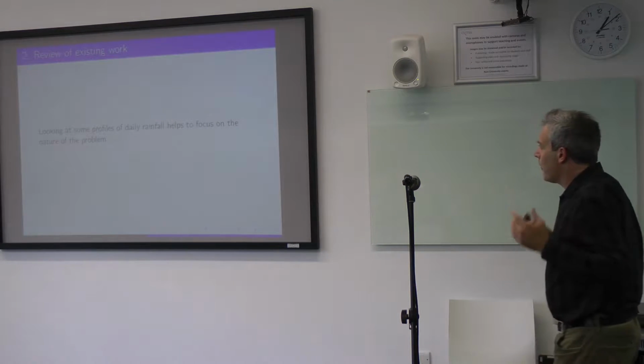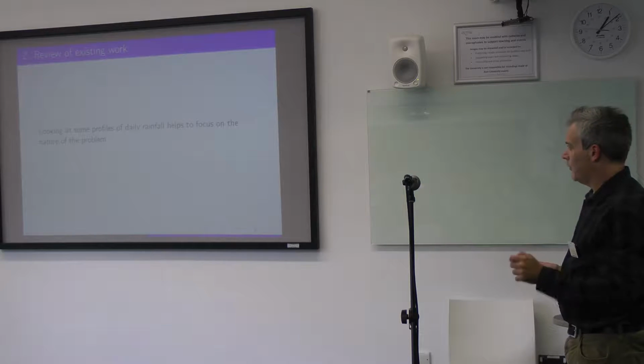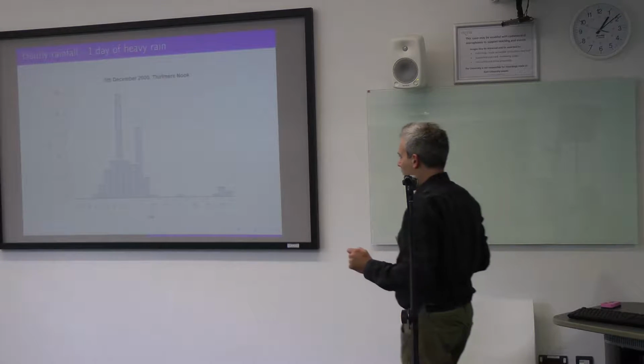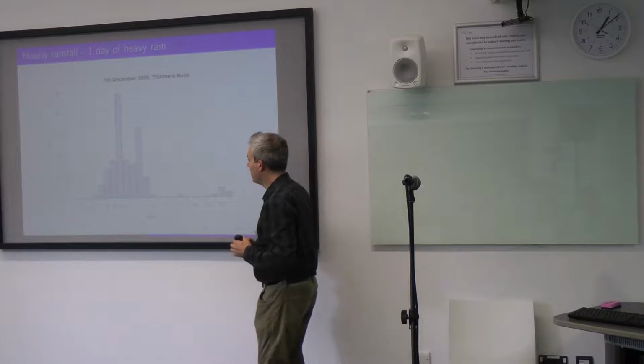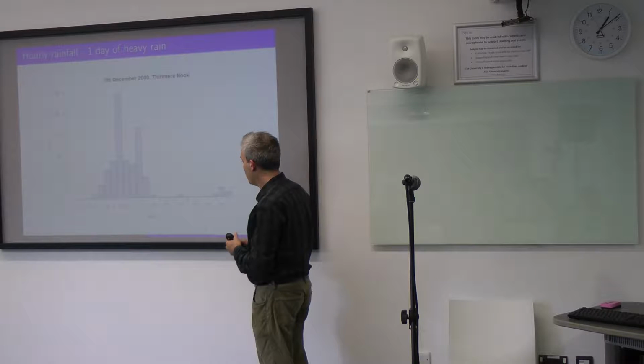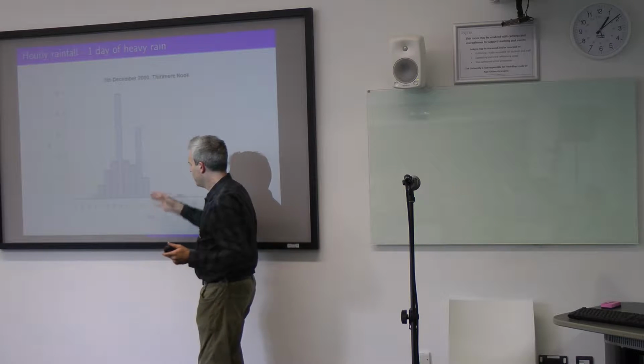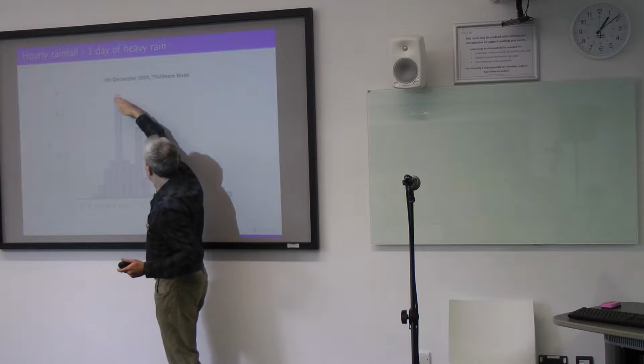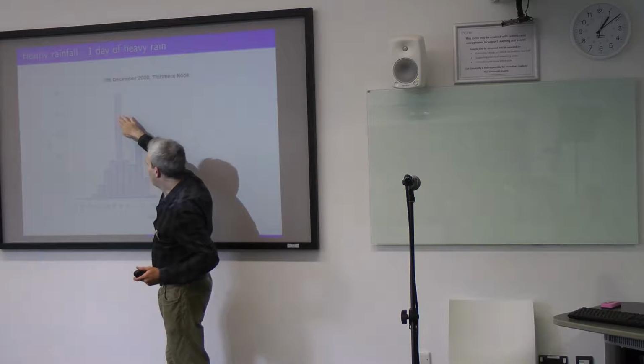So looking at profiles of daily rainfall, we saw one just now, and it helps to focus on the nature of the problem. So here's one. This is one of mine. So this is one from the data that I'm using. So this is in northwest England, and this is quite typical of a day when there's extreme rain. So we've got 2 hours here with a lot of rain.